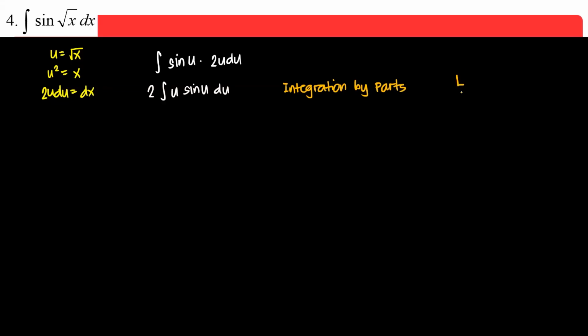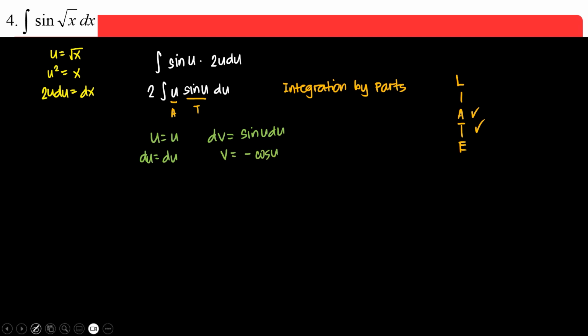In IBP, remember, LIATE, you have algebraic and trigonometric. Which comes first? Algebraic. Therefore, let us try. Let u be u. Let dv be sine u du. So the du here is just a du. The v is negative cosine of u, right? So let's do the integration by parts.